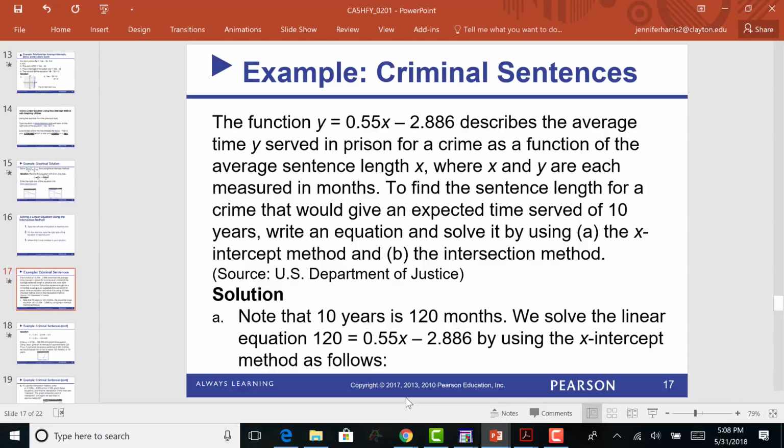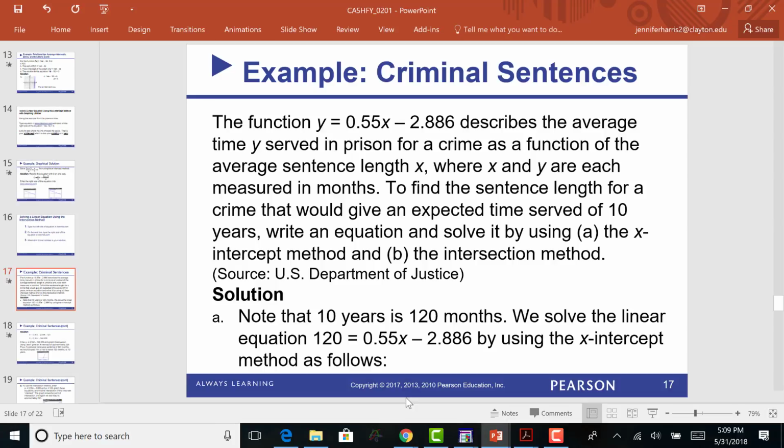Let's see if we can understand the conversation here. The function y equals 0.55x minus 2.86 describes the average time, which we're calling y, served in prison for a crime as a function of the average sentence length, x, where x and y are each measured in months. Okay? So now make sure you understand the conversation. What are we talking about?